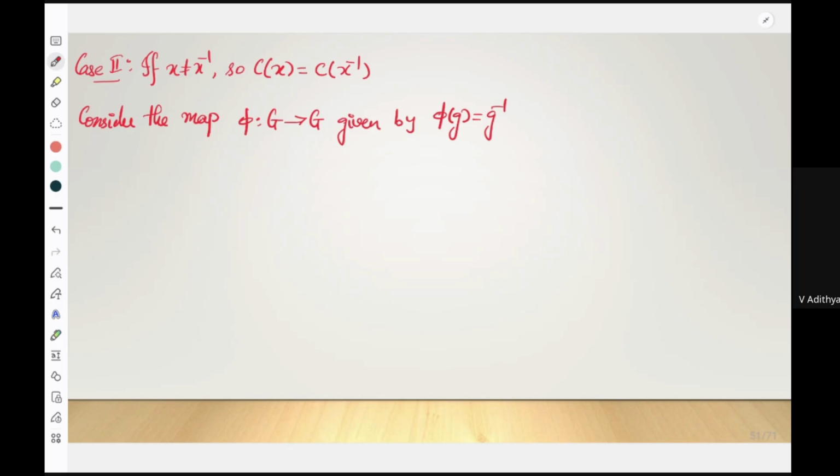So this is basically a bijective map on G. And we always know that for any g in G, the image of the conjugacy class of g with respect to this map is basically the conjugacy class of g inverse.